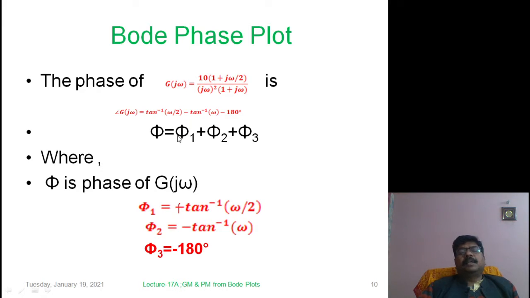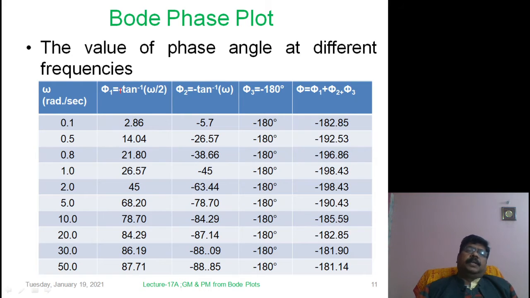Net angle will be phi, and that phi will be phi 1 plus phi 2 plus phi 3. So this is the angle. Similar to the first example, we have to take different frequencies, and for each frequency we have to find out phi 1, phi 2 and phi 3. You can see in this table, for the different values of the frequency, phi 1, phi 2 and phi 3 have been obtained, and the net angle phi has been obtained by adding all these three angles, phi 1, phi 2 and phi 3. This is the phase angle at this frequency.